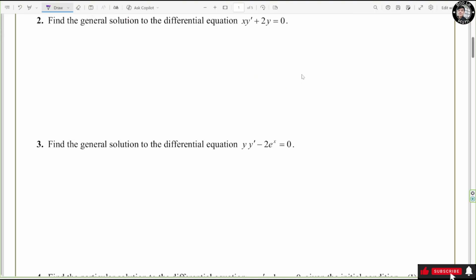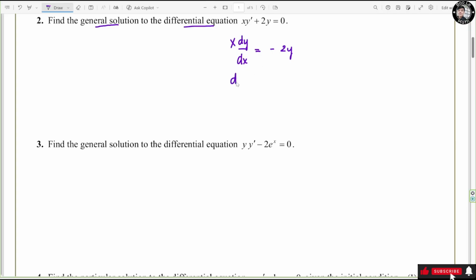Now let's move on to question 2. Find the general solution to the differential equation x y prime plus 2y equals 0. This one can be written as dy over dx equals negative 2y over x. Now you're going to separate the variables. Make sure y is on the left and x is on the right, so you multiply both sides by dx over x.